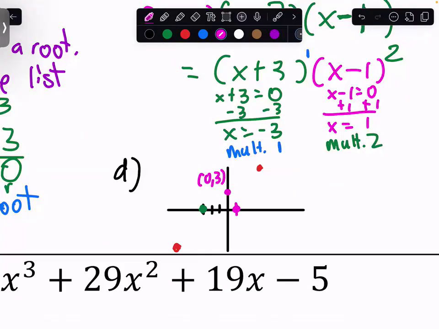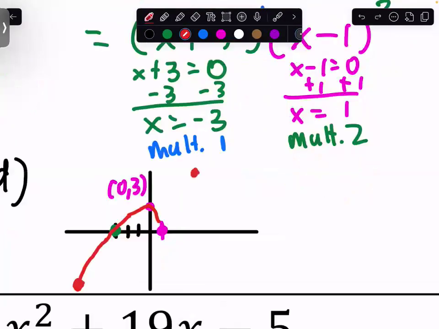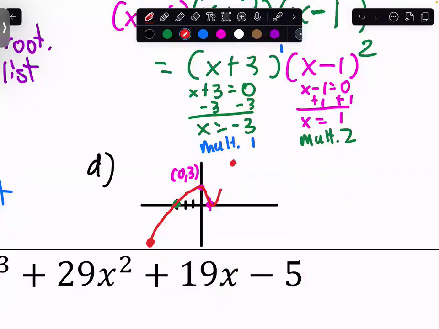Okay, so at this point, we have everything we need to sketch the graph. We have the end behavior, we have the roots and multiplicities, we have the y-intercept. So I start on the left, head towards the leftmost thing, which is the root of -3. The root of -3 has multiplicity 1, which means the graph just crosses through it. The next thing is the y-intercept, so I go ahead and touch that. Head towards the next thing, which is the root of +1. Multiplicity 2 means it bounces off the root. And there's no more roots or intercepts, so we just head to the end behavior, and we're done.